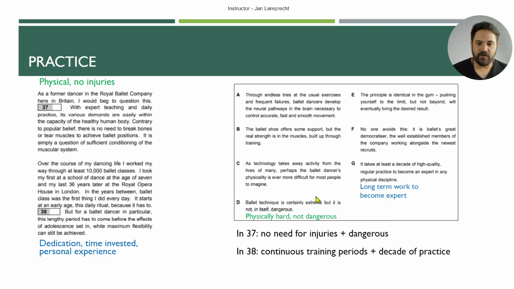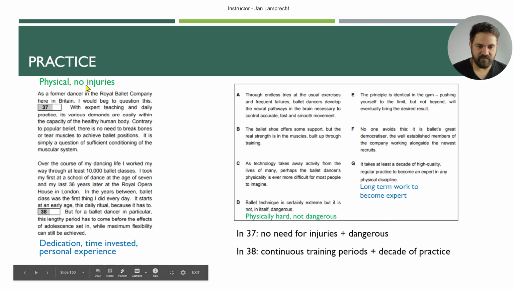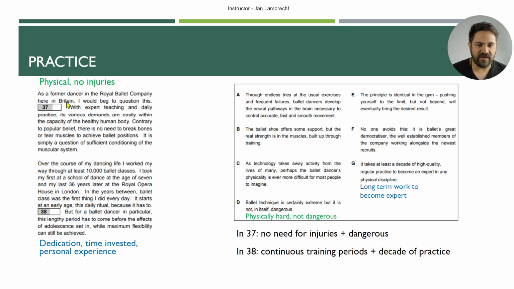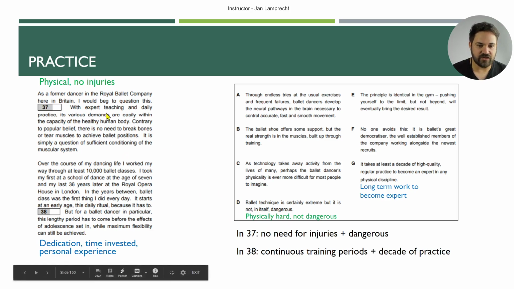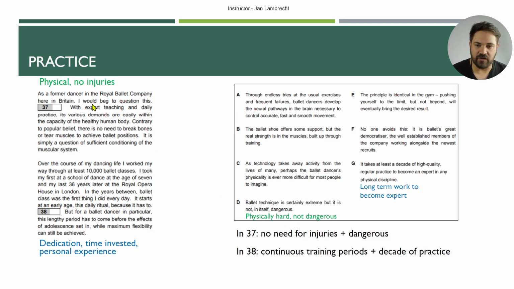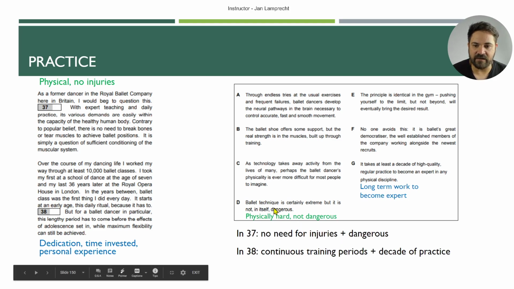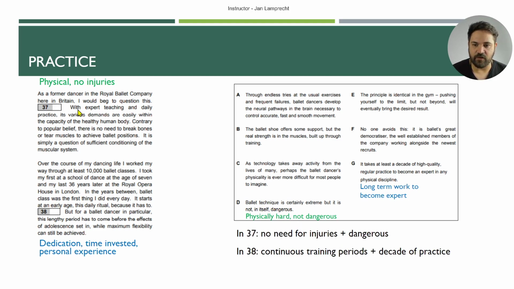Okay, so now let's look at the paragraphs. I don't have any doubt that 37 is D. It has to be D through the connections. I mean, physically hard, not dangerous. That is perfectly fine. And it clearly says so in the passage as well. Okay, so moving on. At 38, this is a little bit less obvious. So let's look at 38.